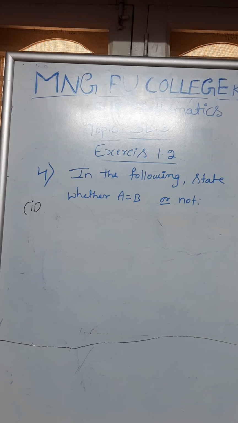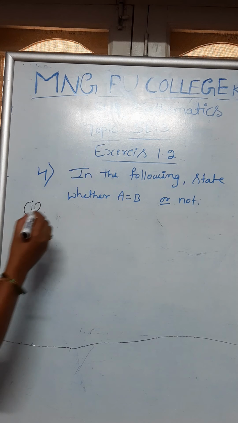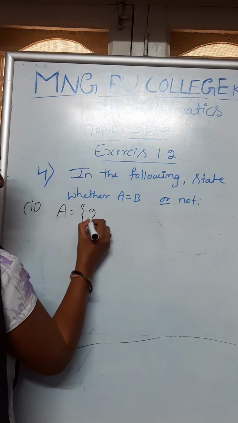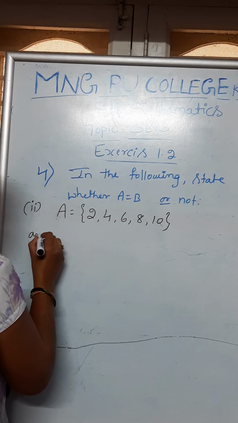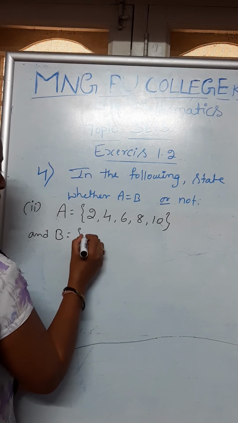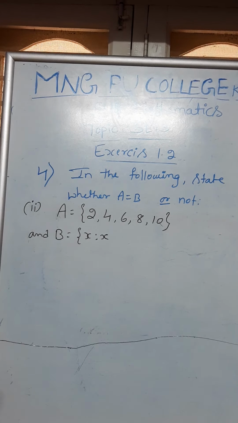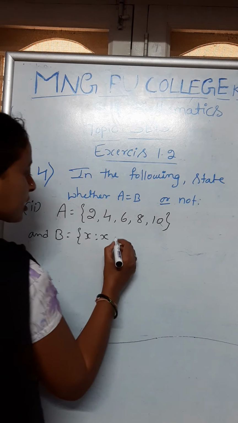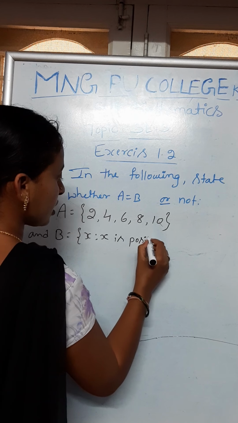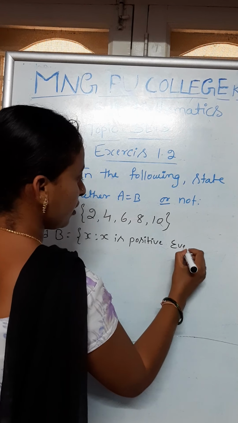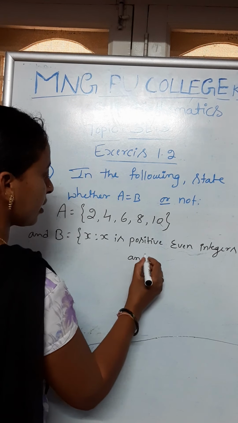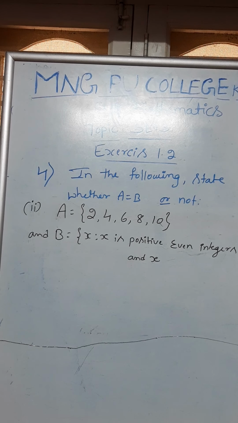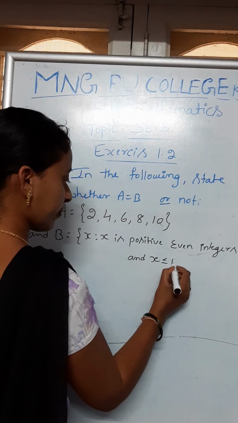Next one, set A equal to 2, 4, 6, 8, 10, and set B equal to x such that x is a positive even integer and x is less than or equal to 10.